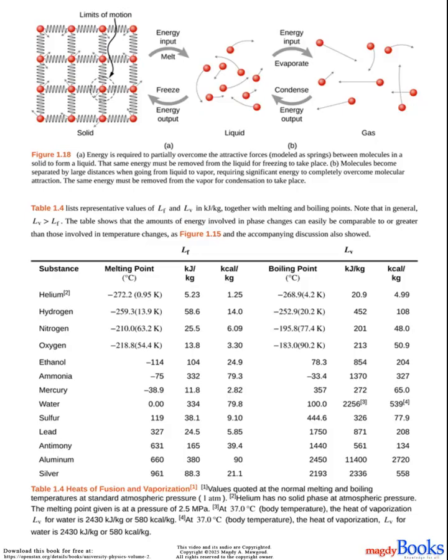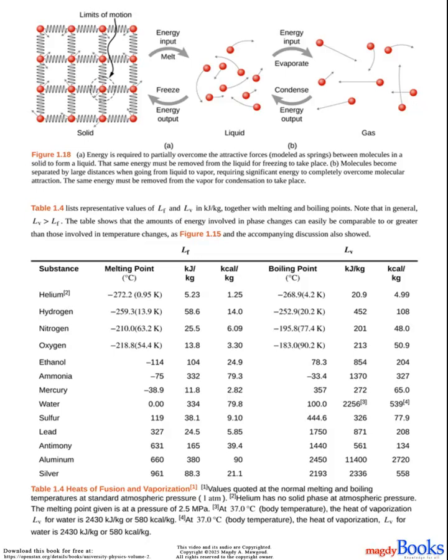Lead. Melting point, 327 degrees Celsius. 24.5 kilojoules per kilogram, or 5.85 kilocalorie per kilogram. 871 kilojoules per kilogram, or 208 kilocalorie per kilogram. Antimony. Melting point, 631 degrees Celsius. 165 kilojoules per kilogram, or 39.4 kilocalorie per kilogram. Boiling point, 1440 degrees Celsius. 561 kilojoules per kilogram, or 134 kilocalorie per kilogram.